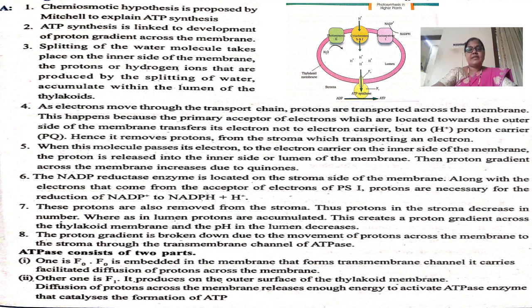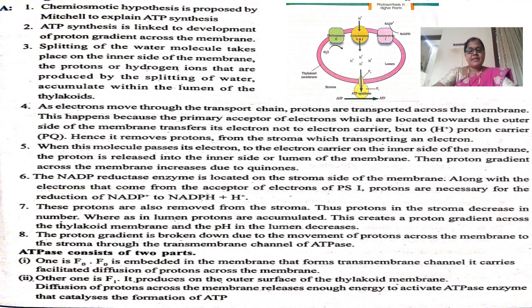Once again I will repeat this. In ATP synthesis, splitting of water molecules takes place on the inner side of the membrane, and the protons, or hydrogen ions, produced by the splitting of water accumulate within the lumen of the thylakoids. And ATP synthase consists of two parts, that is F0 and F1.